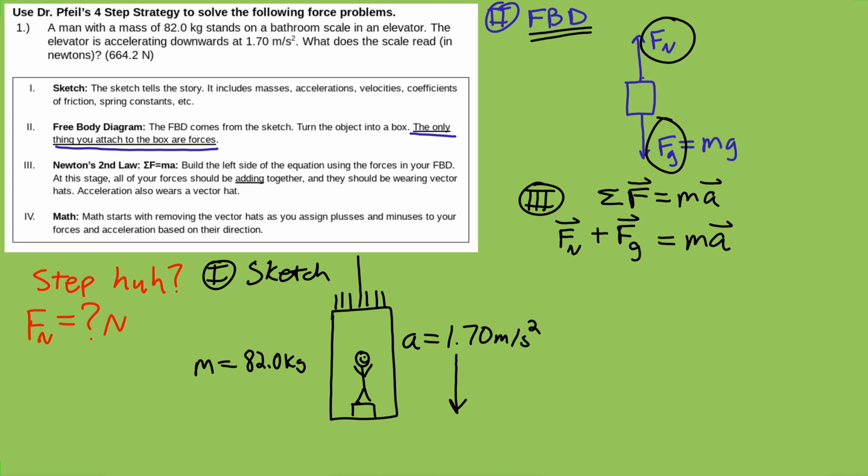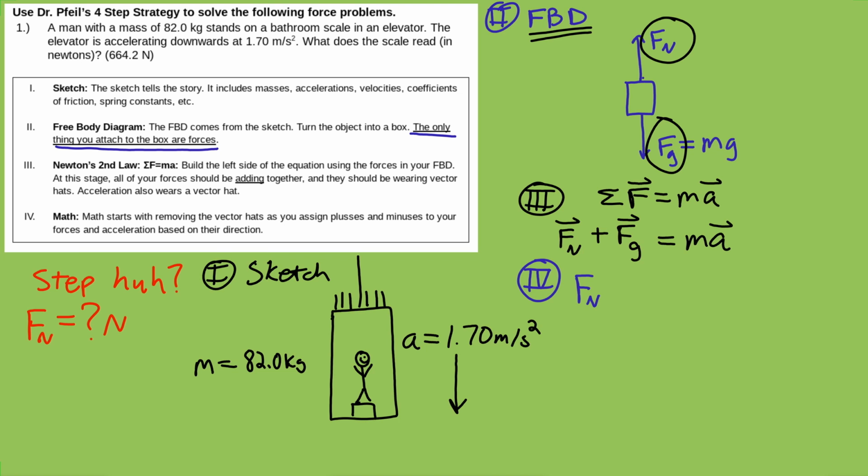So now we're on to step 4, which is the math. So the first part of math is taking the vector hats off and putting in signs for things. So the first thing we're going to get to is F sub n, the normal force. So if I look back at step 2, that's going up. So that means when I take the hat off it, it gets a plus. So the plus is just implied, so I'm not going to actually write it in. But take the hat off of F sub n, that's going up, so that gets a plus.